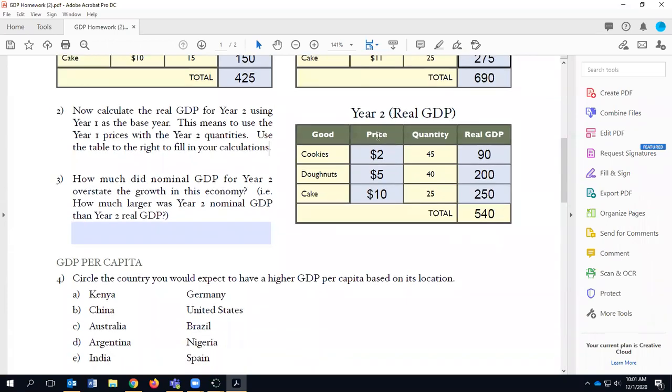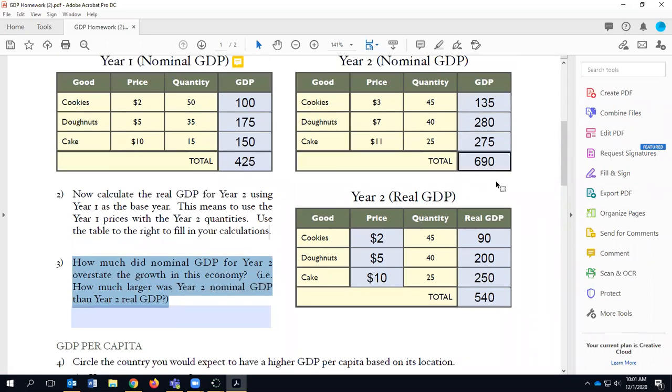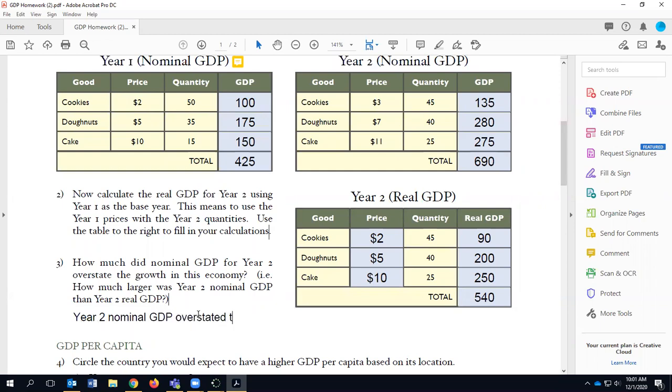All right, so now we got our year 2 real GDP table. So how much did nominal GDP for year 2 overstate the growth? So it's asking you to compare this number, 690, with 540. So what's 690 minus 540? 150. So you'd write something like year 2 nominal GDP overstated the growth by 150.